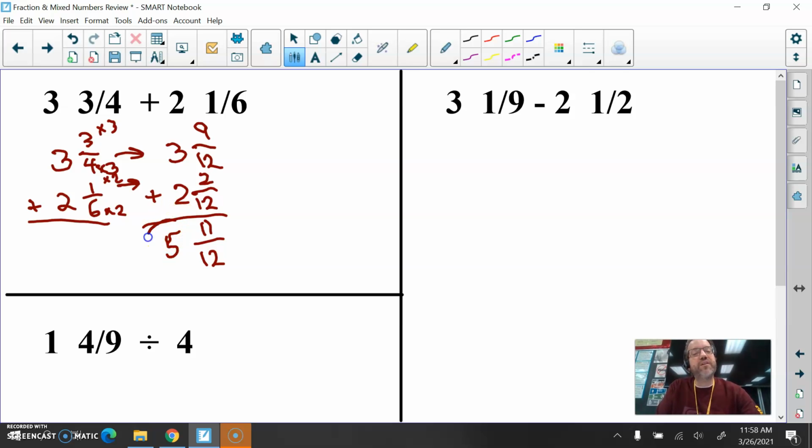And this is already in simplest terms. I mean, 11/12, we can't simplify that. So we're done. 5 and 11/12. I think I'll shoot over here to the right.